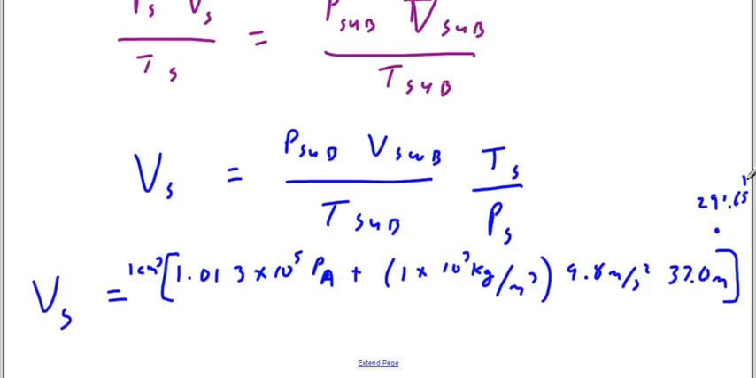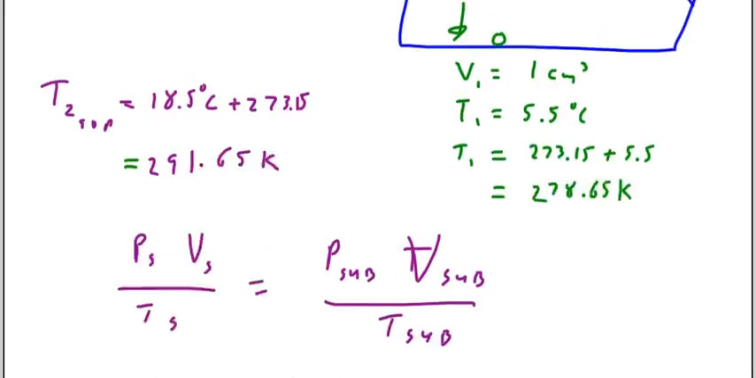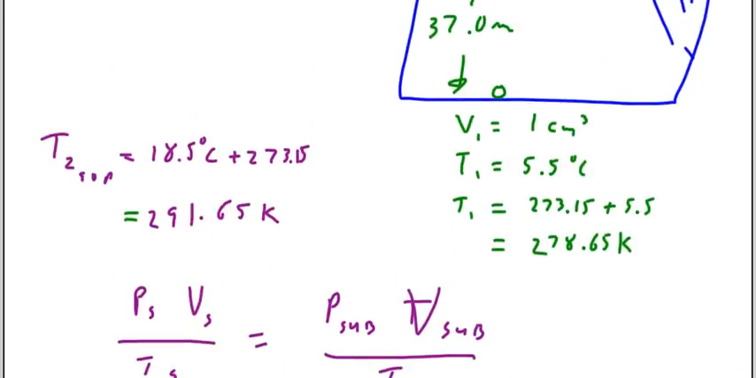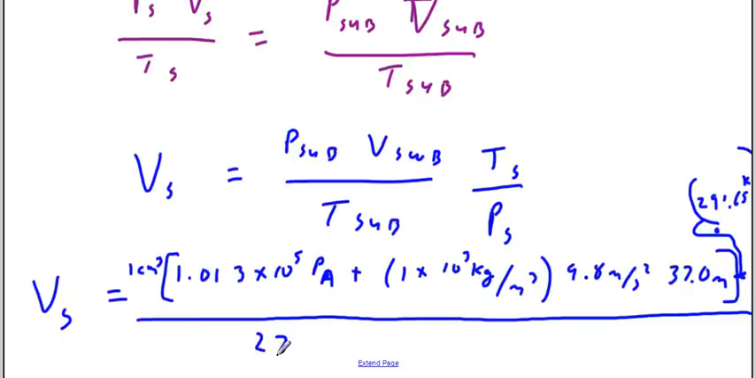291.65 K. So that guy there is sitting at the end here where I can't put him. Okay, and then we're going to divide it by the temperature submerged. Where's temperature submerged? 278.65 times the pressure on the surface, which is 1.1013 times 10 to the fifth pascals. Okay, and we'll go back.